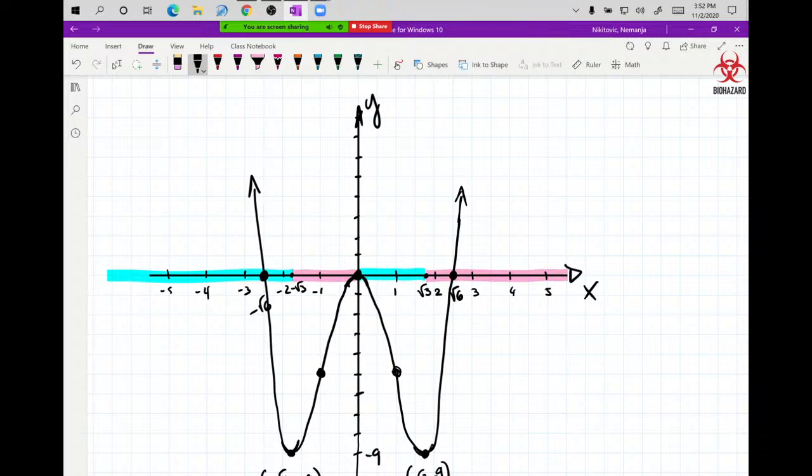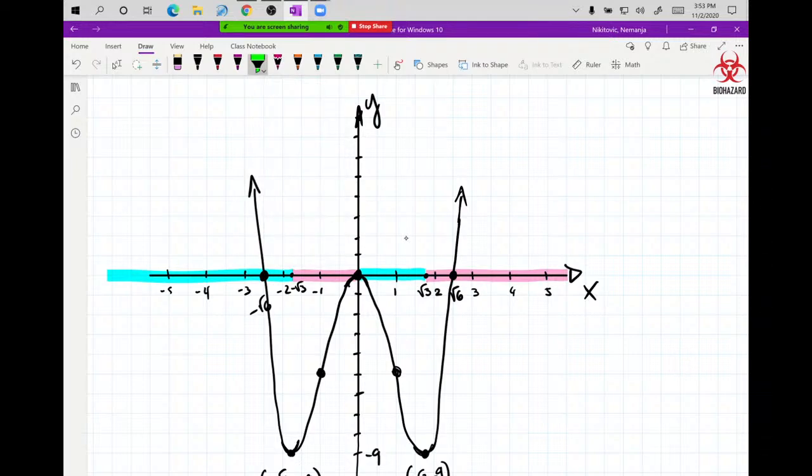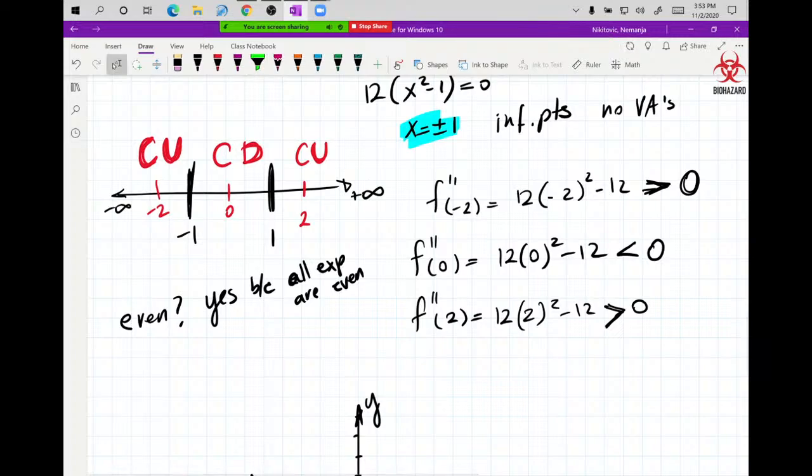So now, concavity. Now concavity changes at these inflection points. So I should see concave ups and concave down and all of that stuff, and we do see it. Let's go with green. From negative 1 on, so this interval here is concave up, and this interval here is concave up. And you can see that on the chart.